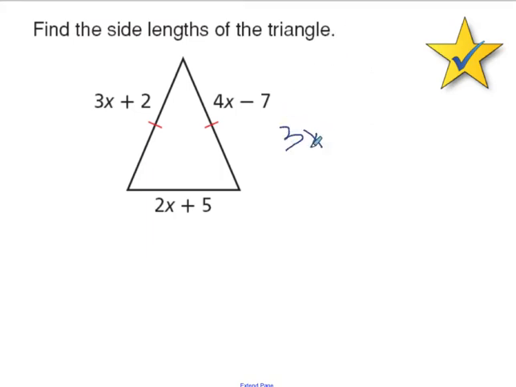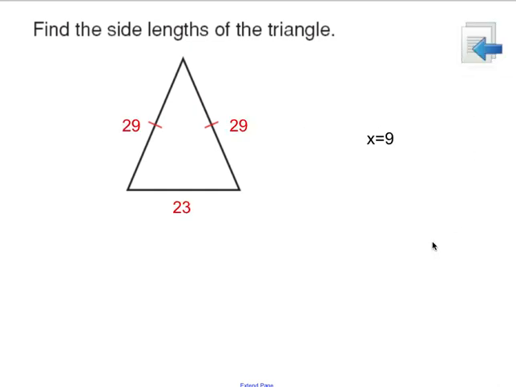3x plus 2 equal to 4x plus 7. I solved for x by subtracting 2 from both sides and subtracting 4x from both sides and then dividing by -1. And then I found x must be equal to 9.